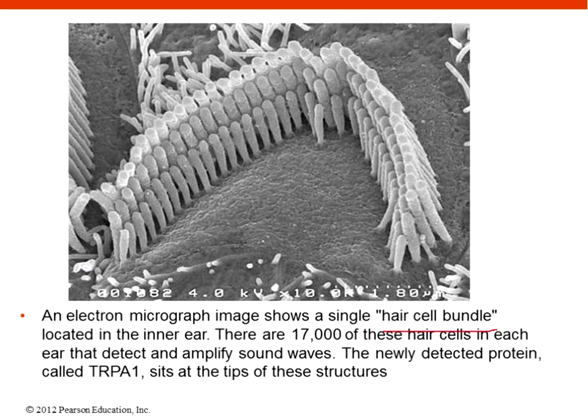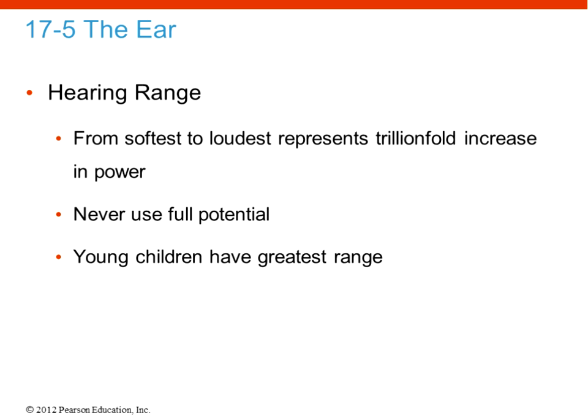this system works. Right? And so here are some images of a hair cell bundle. These hair cells are what are able to detect but also amplify sound waves, and that TRPA1 sits at the tips of those structures and allows for the impulse to be created as an electrical impulse from a mechanical stimulus.